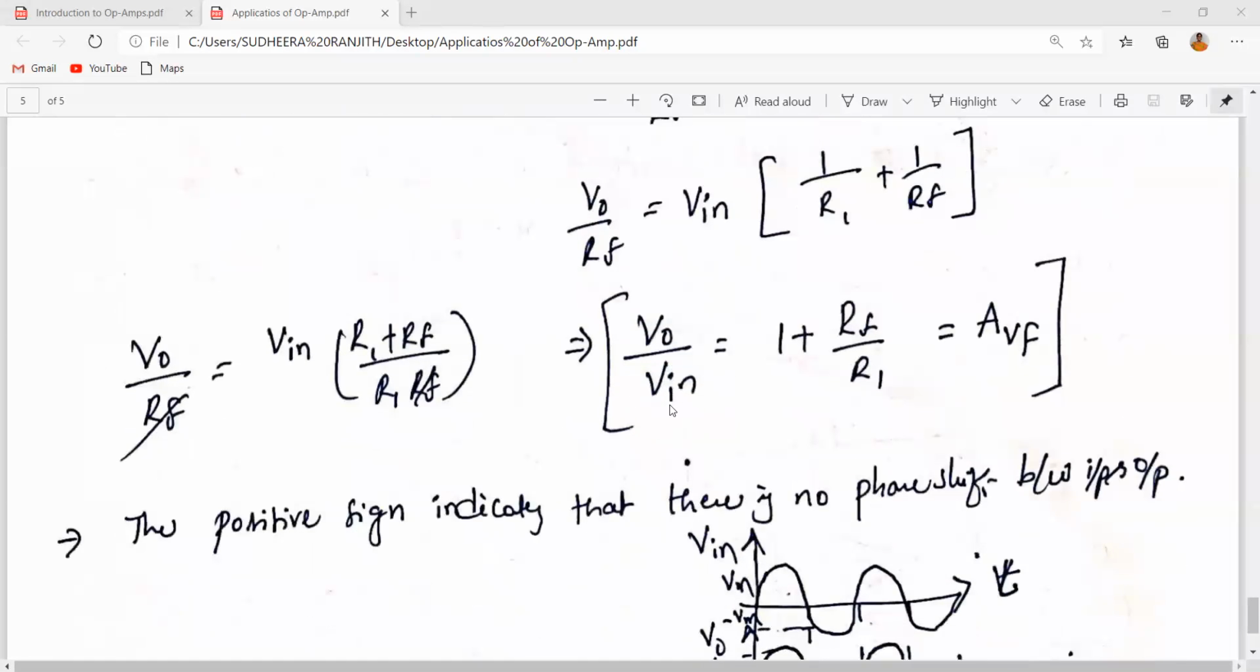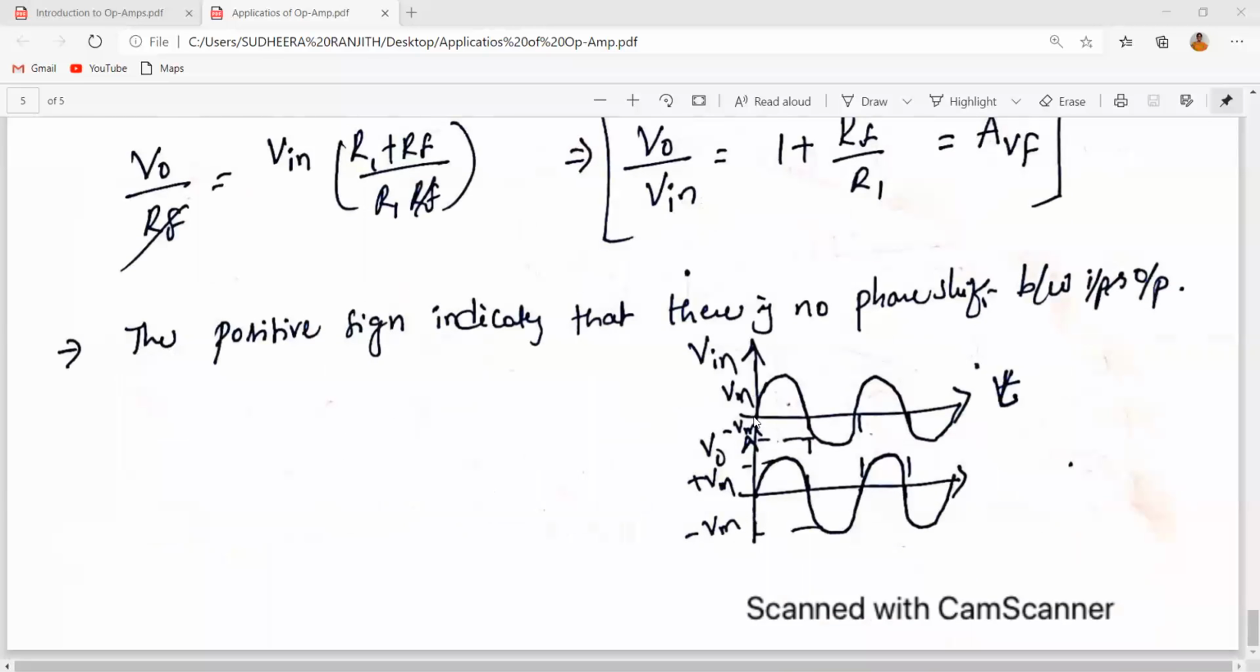So the closed loop gain of the non-inverting amplifier is 1 plus RF by R1. The closed loop gain of the inverting amplifier is minus RF by R1, where the negative sign indicates 180 degrees phase shift. If you observe the response graphically, this is the sinusoidal input applied to the non-inverting input terminal of the op amp. The output has the same pattern, which means the input and output signals are in phase.